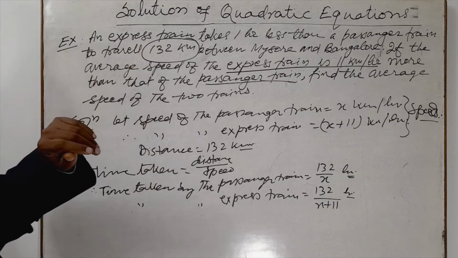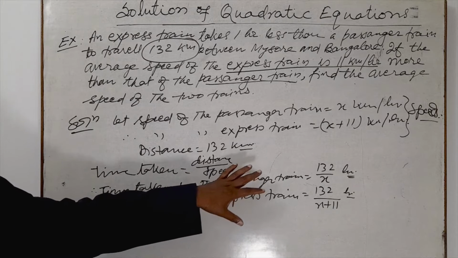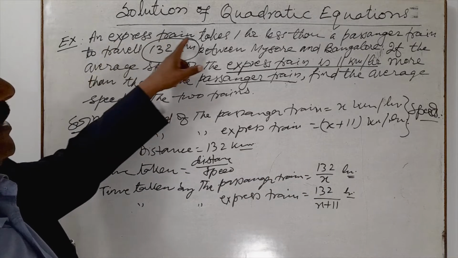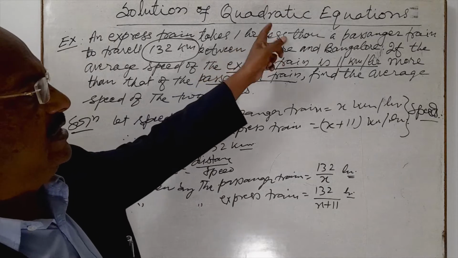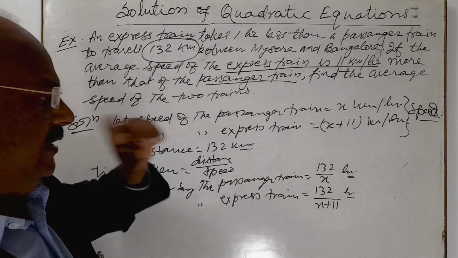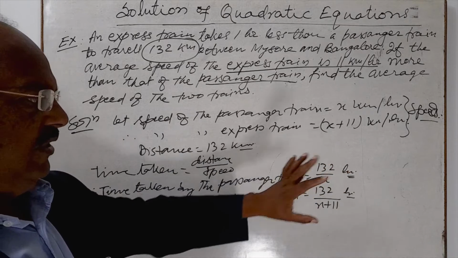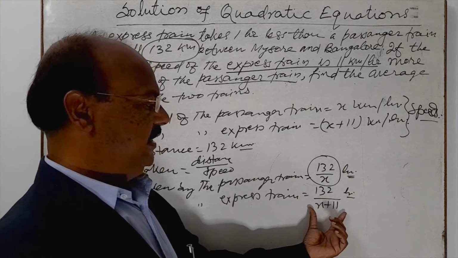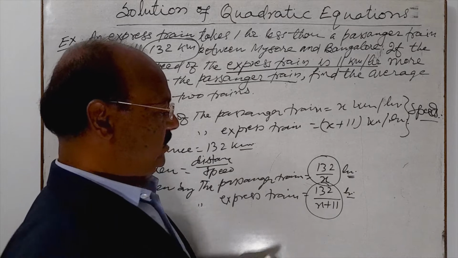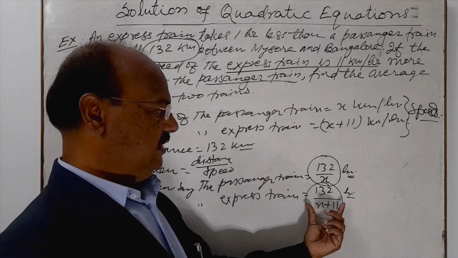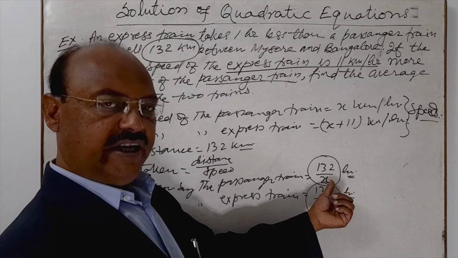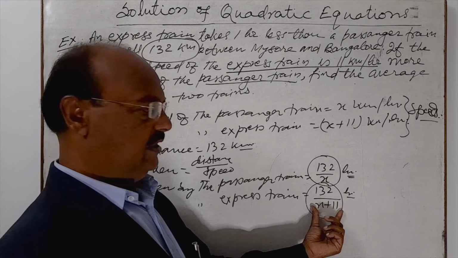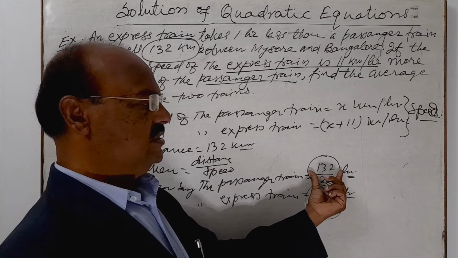Now in the statement of the question, this is already given that the difference of the time taken by these two trains, how much? 1 hour. See, an express train takes 1 hour less than a passenger train. So the difference of these two is 1 hour, correct? So here you see, this is the larger number and this is the smaller number. How we can decide it? Because your denominator is less here, this is x, and your denominator is comparatively more here, this is x plus 11. So this value is more, this value is less, correct?